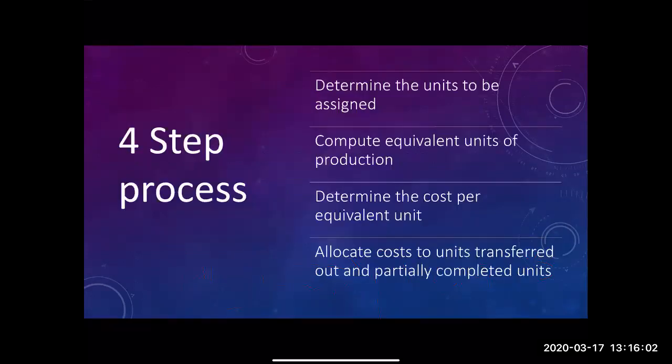All right, so here is our 4-step process. Again, we need to first determine the units to be assigned. So if I'm looking specifically at the mixing department, how many units did I touch? How many batches did I stir together? How many were completed? How many were partially completed? And then I'm going to compute the equivalent units of production, determine the cost per equivalent unit, and then allocate costs to units transferred out and partially completed.